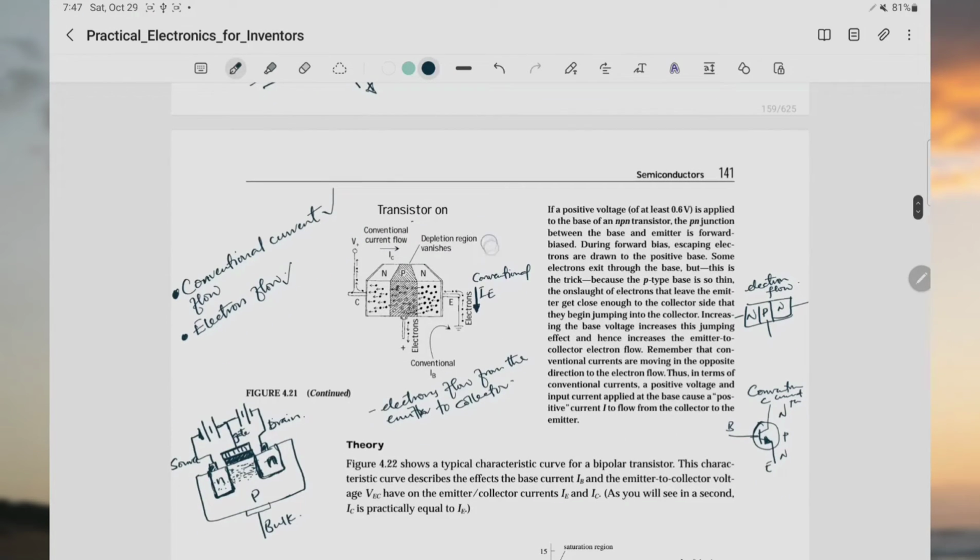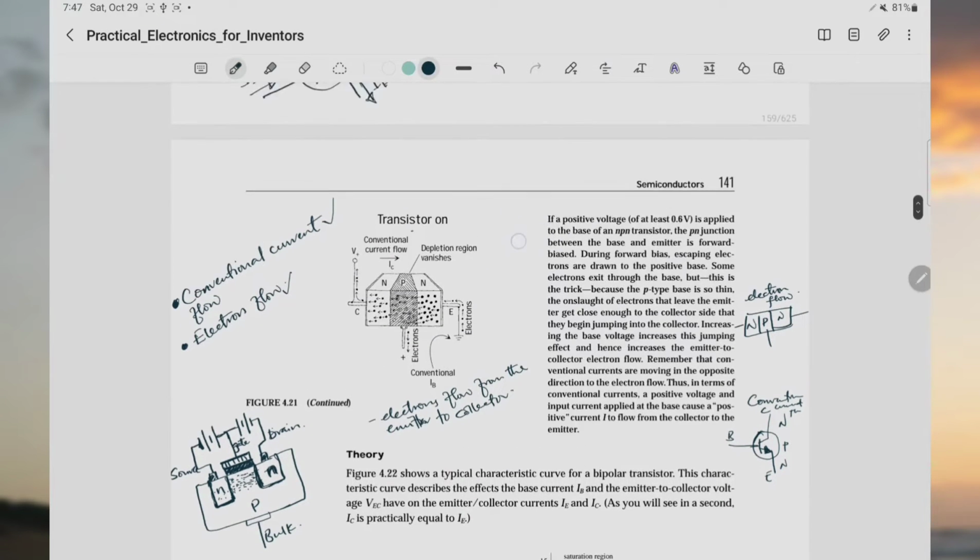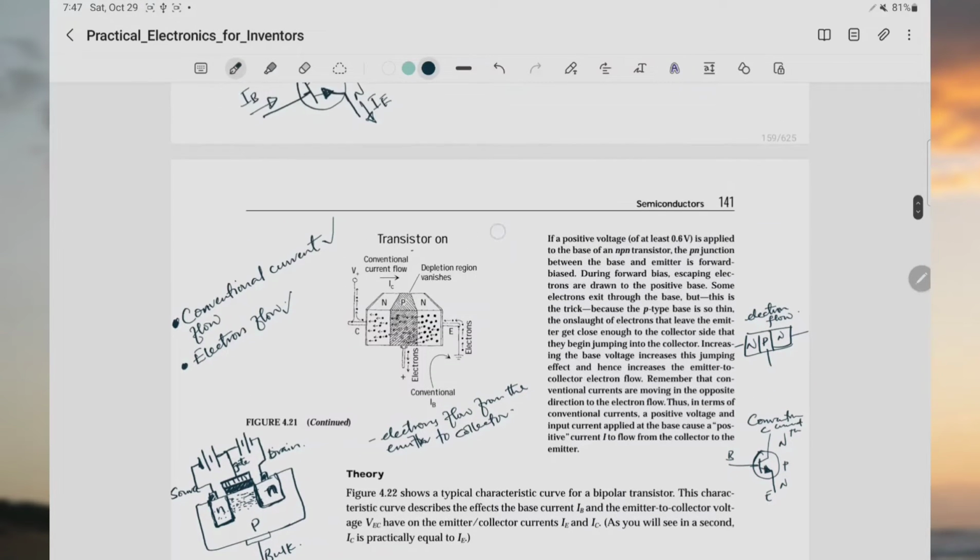So let's come this side. Now let's look at this. Remember, this is an NPN. When we bias our base voltage positive, relative to our emitter, which is grounded, our base voltage is greater than our emitter voltage, so we shall be forward biasing our PN junction here. So what happens?